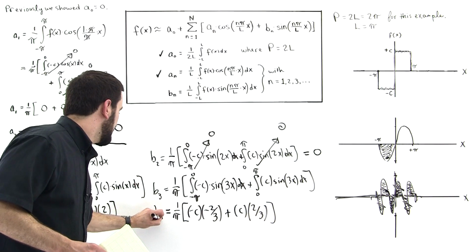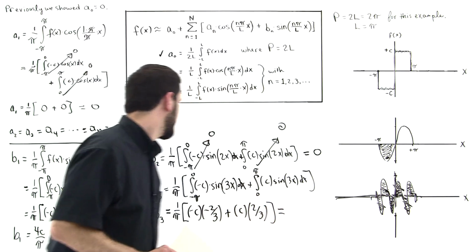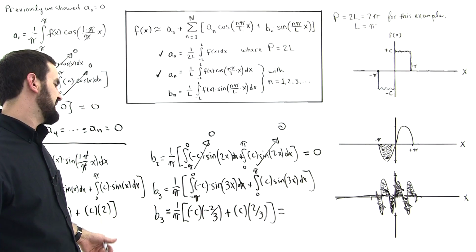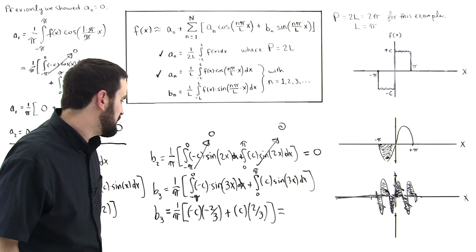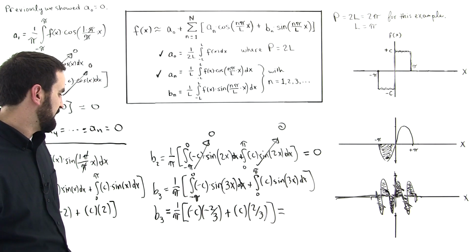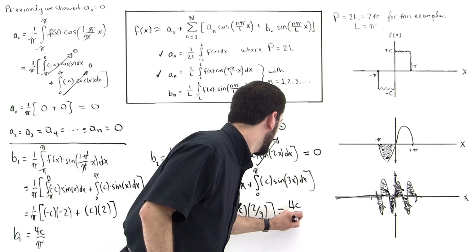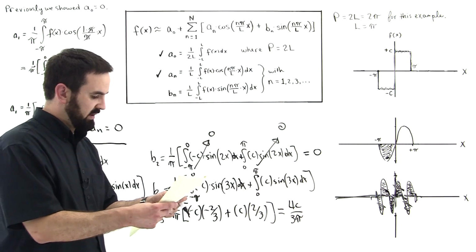So B3 is equal to, we have these negatives cancel, so we have 2/3 c plus 2/3 c, which is 2 plus 2, 4c, 4c over 3 pi. So this is 4c over 3 pi. Let me check that, and that is correct.